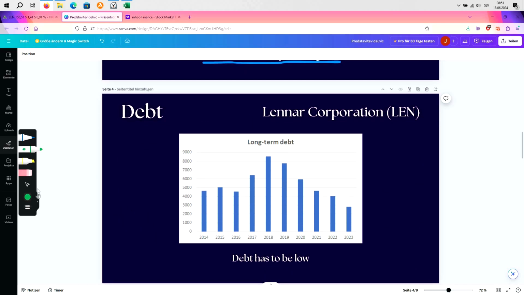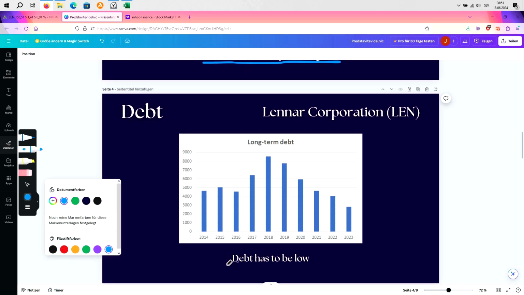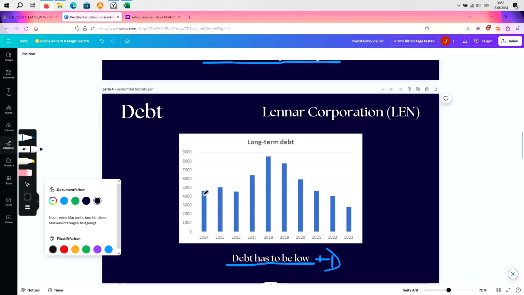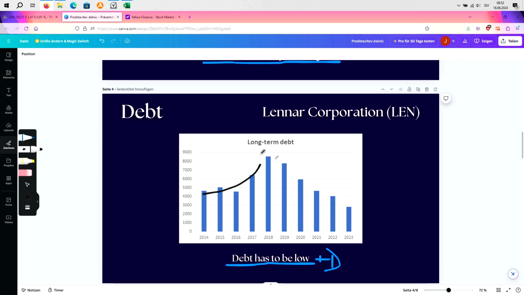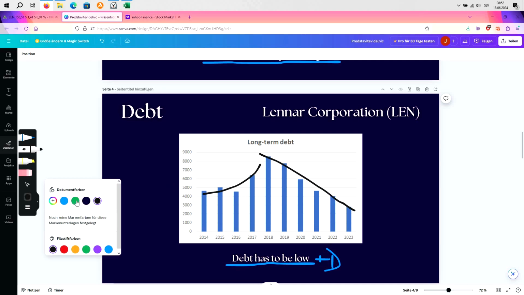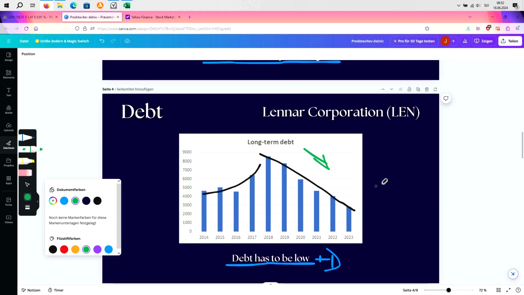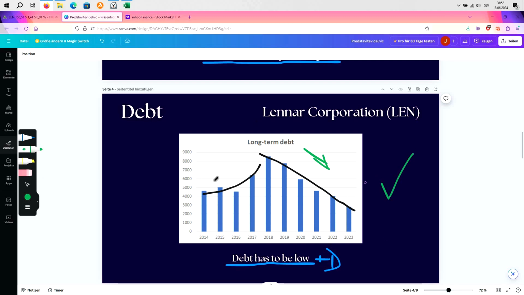Now we come to the debt. And according to the instructions, the debt has to be low plus decreasing, okay? So let's take a look at the chart. First, we had a slight growth in debt and now a massive decrease. So that's an amazing sign to see, because you can see that the company is trying to decrease the debt, is trying to be not in debt anymore. You know what I'm saying? So that's an amazing thing to see. So debt is also very good, okay?